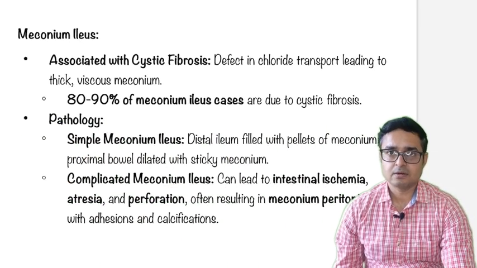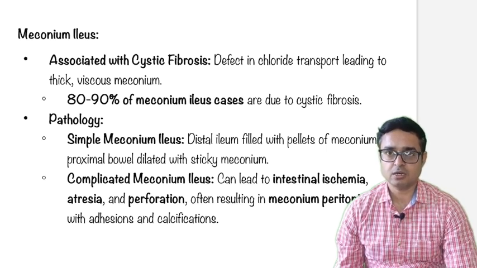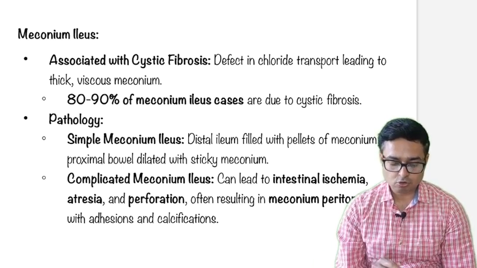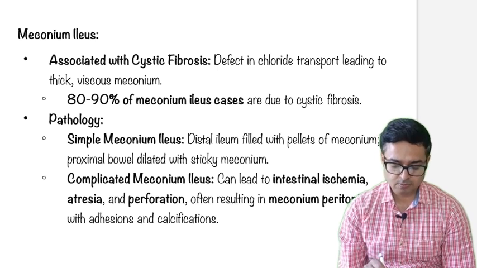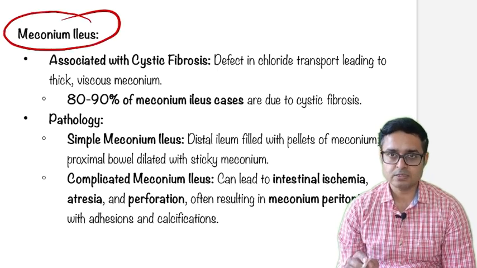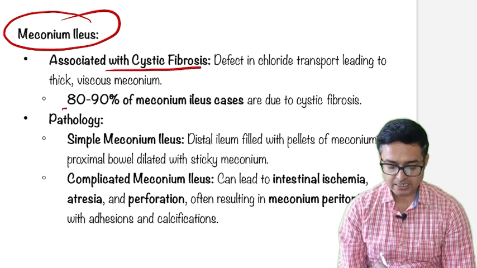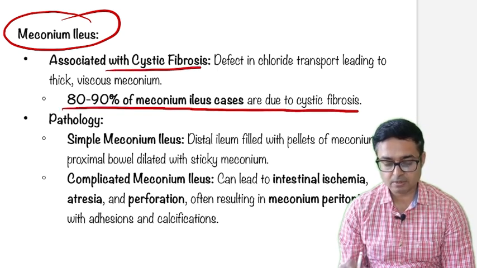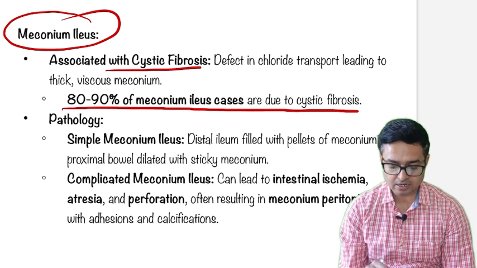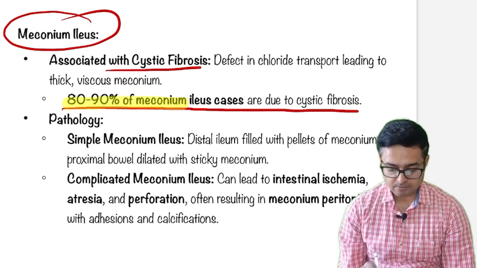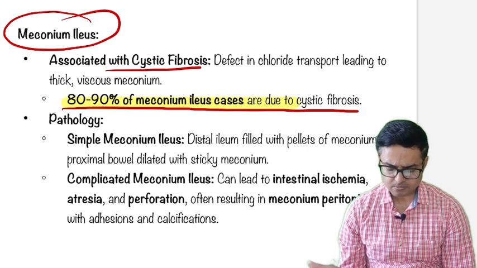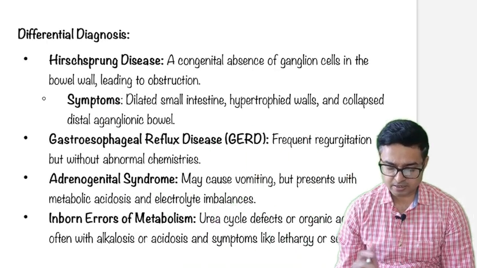Continuing our discussion, apart from jejunal and ileal atresia, one of the other common conditions is meconium ileus. This condition is associated with cystic fibrosis. 80 to 90% of meconium ileus cases are associated with cystic fibrosis. This is important. It can be simple or complicated.